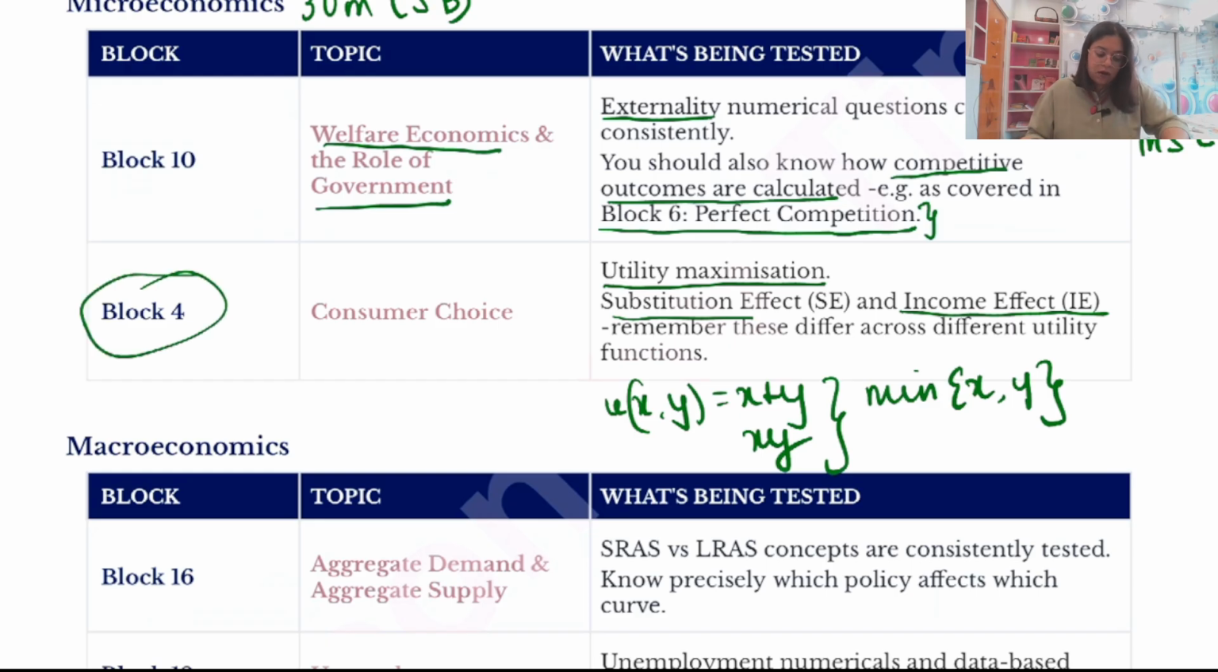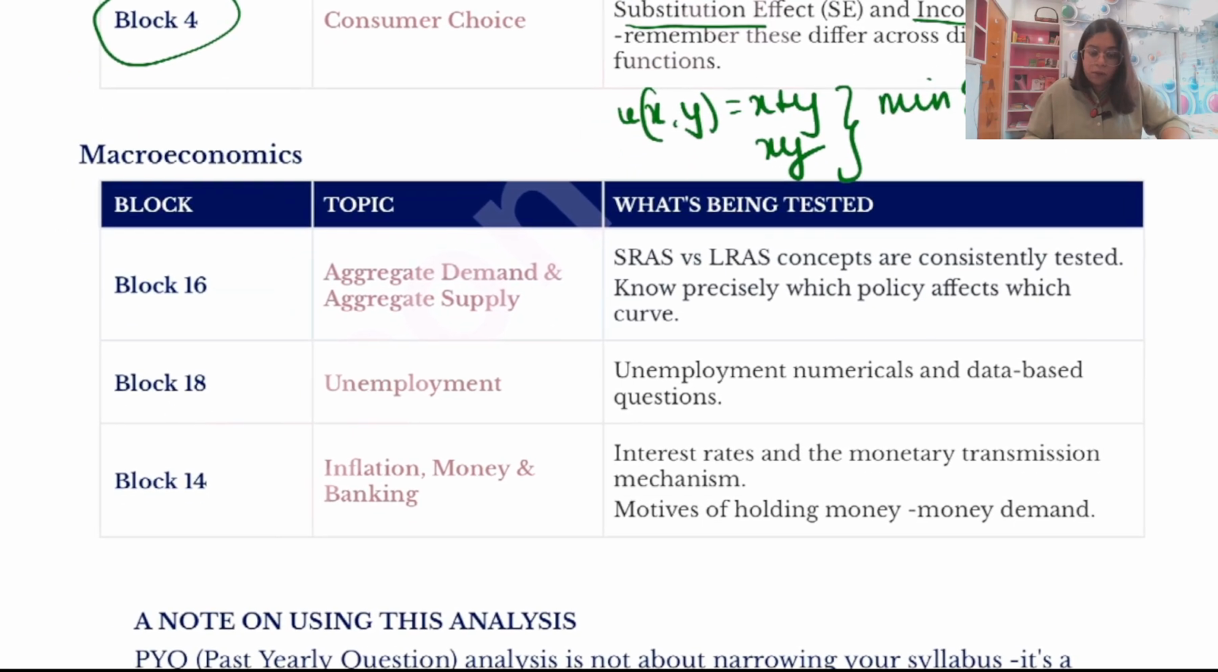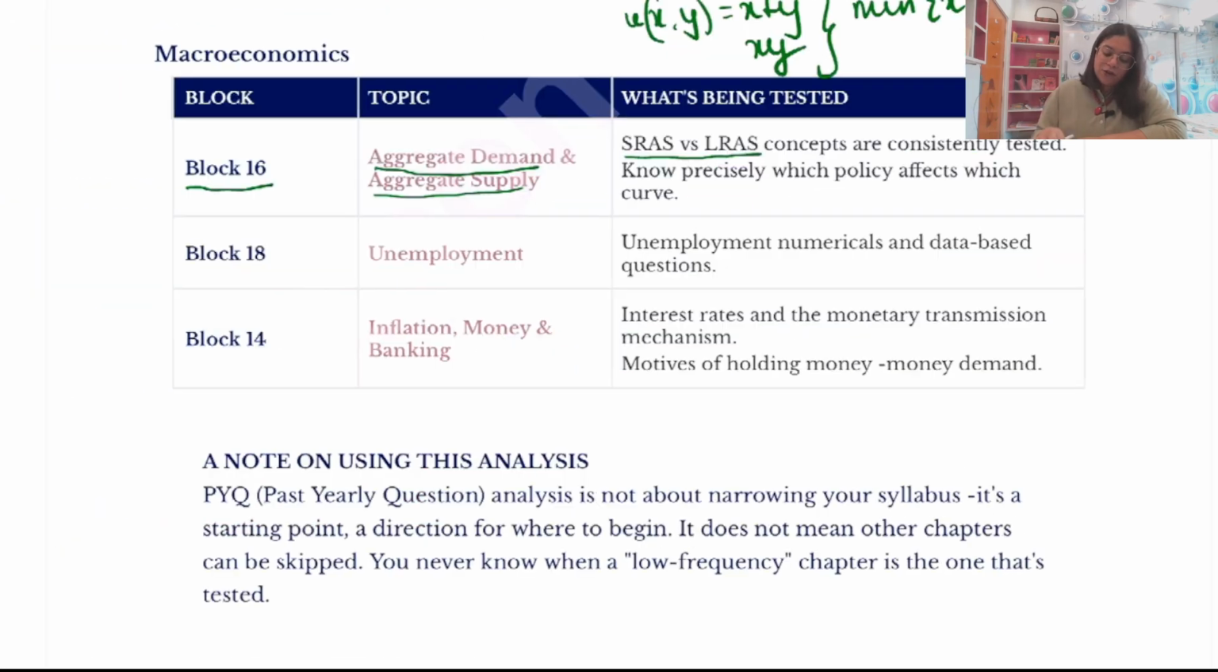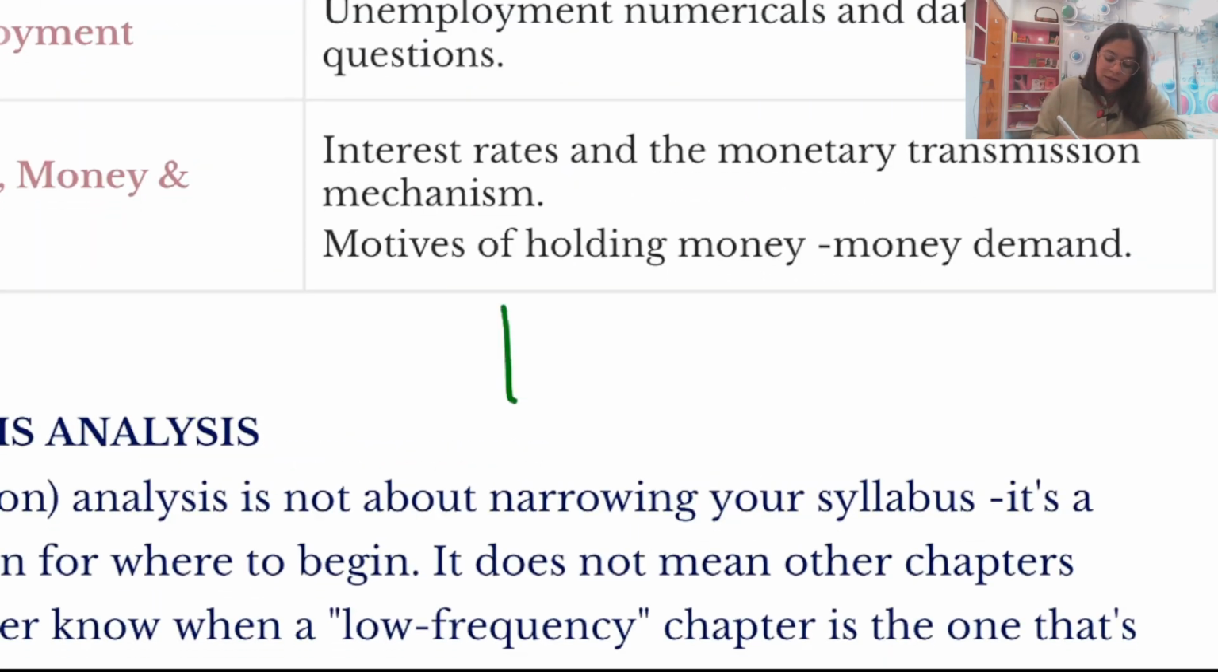Moving ahead towards macroeconomics, block 16, which is your aggregate demand and aggregate supply, you should be very clear with how short run aggregate supply and long run aggregate supply are different, and how one policy can affect one curve. Hear me out. Short run and long run supply curves are not just about having a different shape. You should know the meaning behind them.